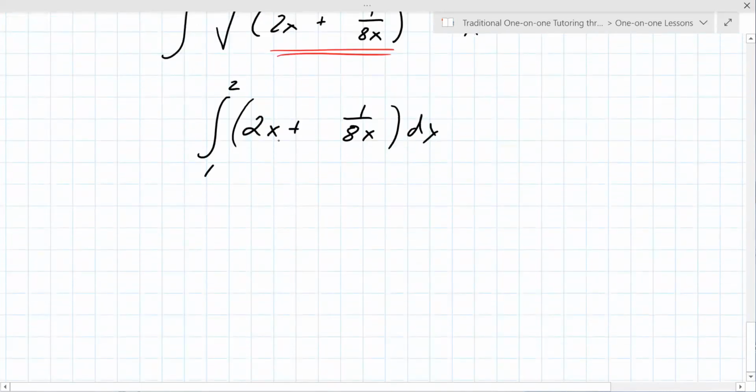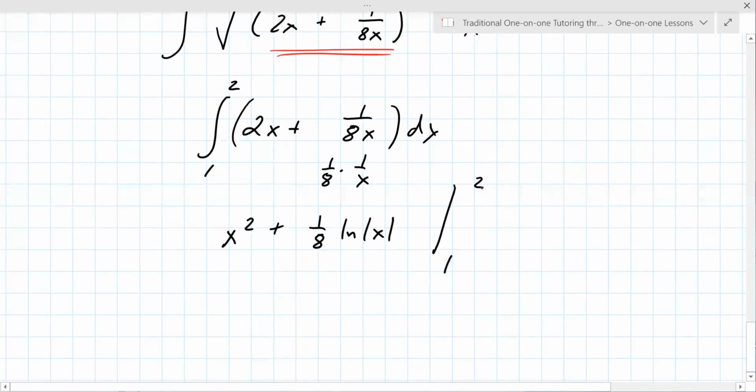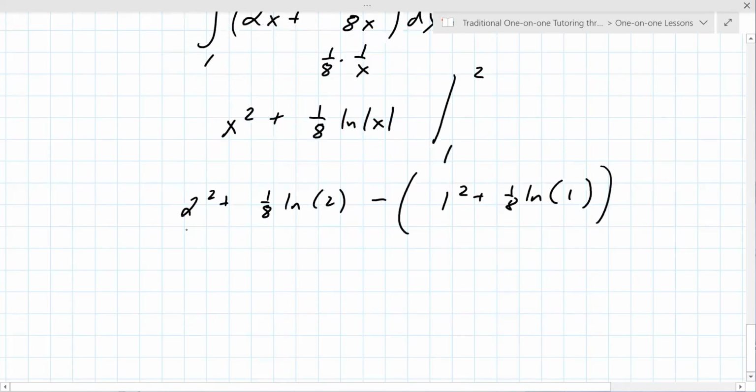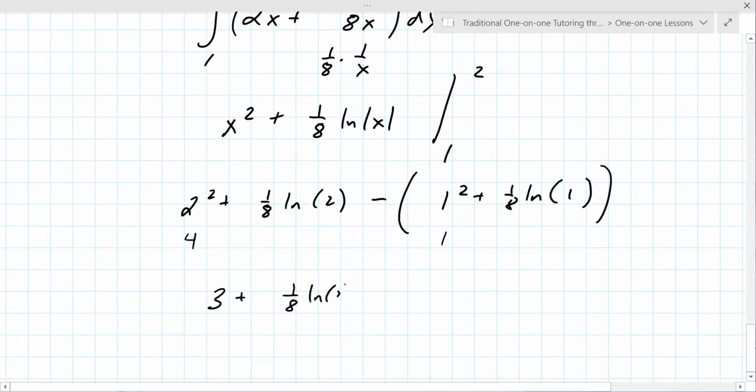Okay, so this is now power rule. This one is really 1 over 8 times 1 over x. So that's 1/8 natural log absolute value of x. You evaluate that from 1 to 2: 2 squared plus 1/8 natural log of 2 minus parentheses 1 squared plus 1/8 natural log of 1. Natural log of 1 is 0. This is 4. This is 1. You're subtracting, so you get 3 plus 1/8 natural log of 2.